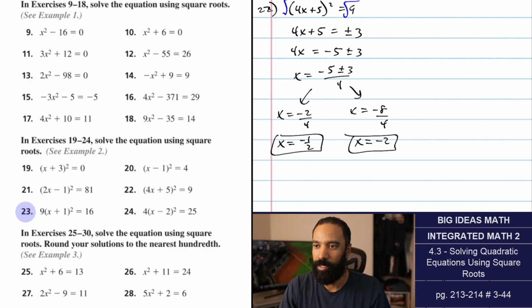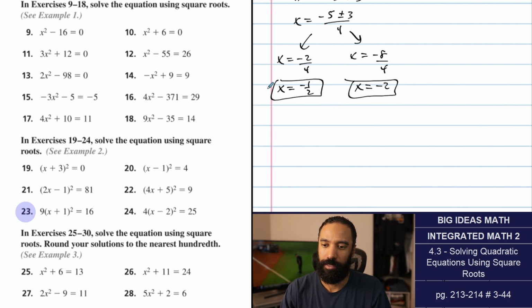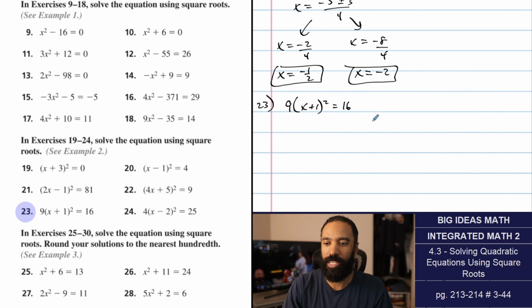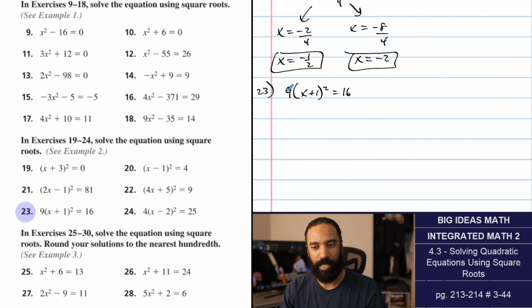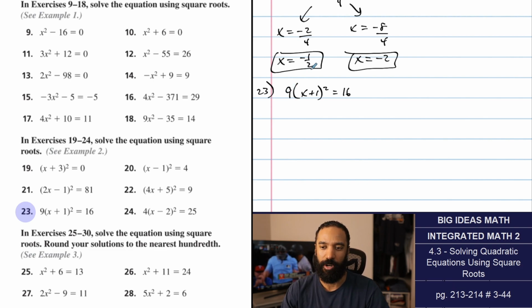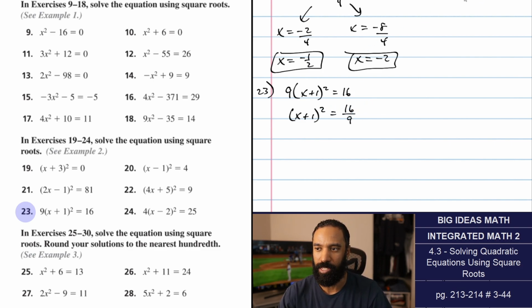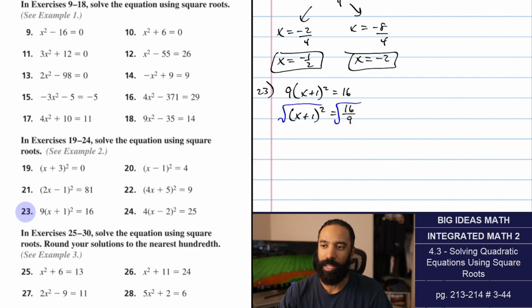Number 23. 9 times x plus 1 quantity squared equals 16. Once again, this is a kind of thing where I could take the square root here, but you would have to remember it applies to the entire product. Instead, let's just divide both sides by 9 and stick with our rule of isolating the squared term first. It keeps a lot more things intact. I think people will remember to do it a little more so at this stage when it's here.